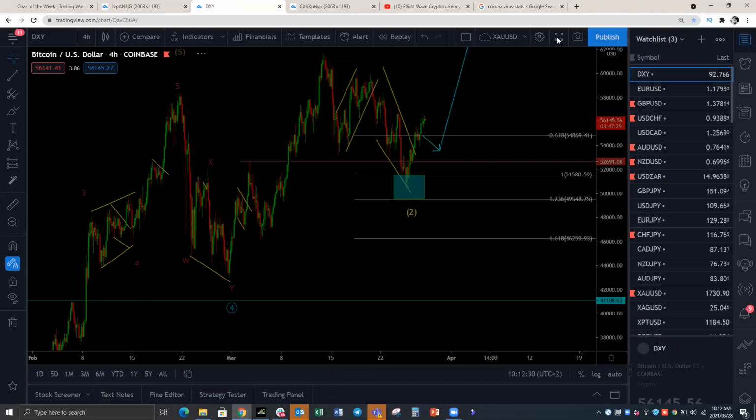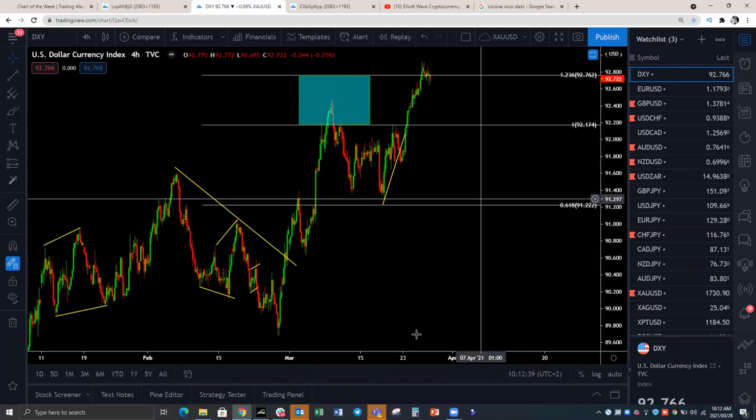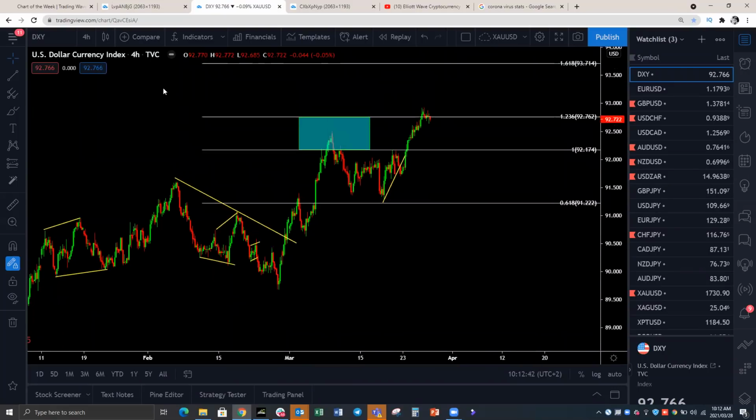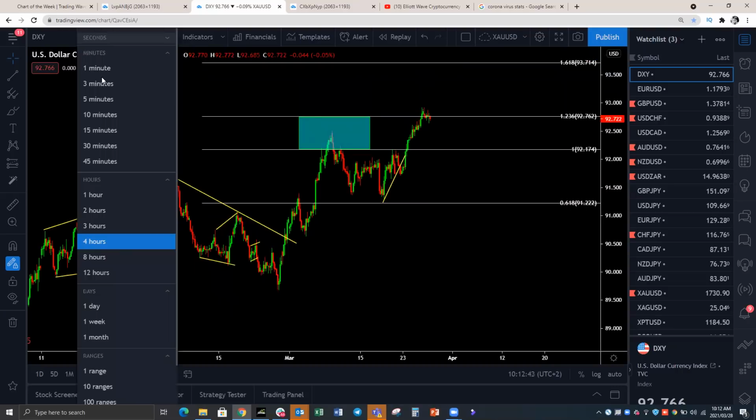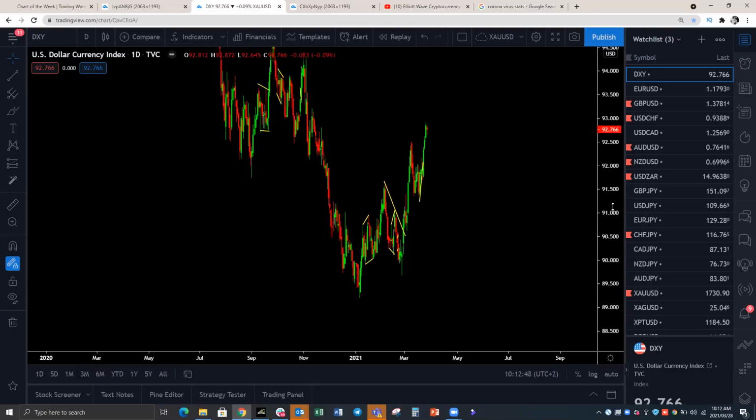So let's start with the DXY. What do we expect of the DXY? Now, the DXY has changed structure slightly. Let's have a look at how this has changed. Right, let's have a look at the DXY. This is the 4 hour on the DXY. It's still showing us we're going to have a bit of a push to the upside.